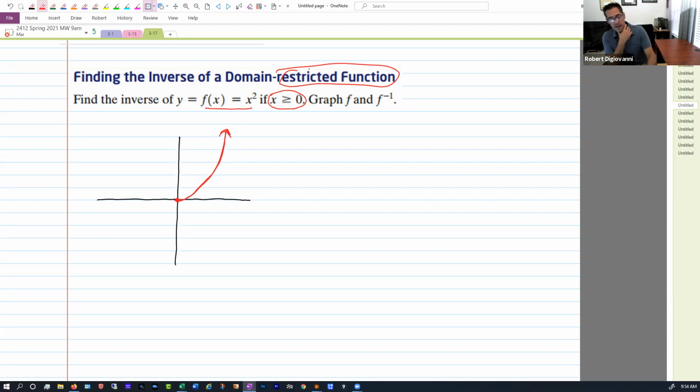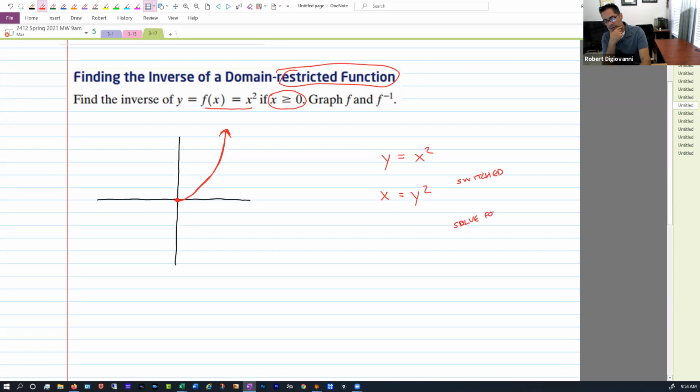So I'm going to follow the same procedure. I have y equals x squared. Now I'm going to switch the position. So I'm going to say this is x now. This is y squared. And now I solve for y. So here's where I switched. And now I'm going to solve for y.